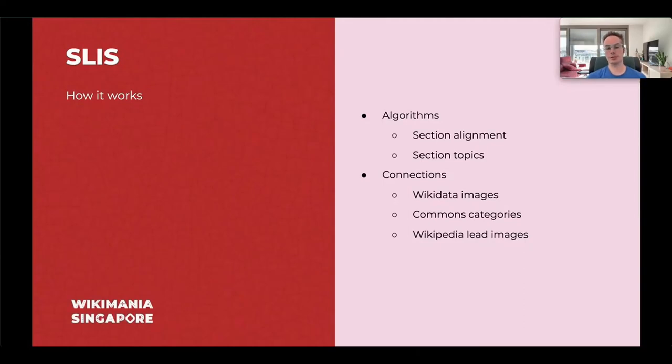Now, let's take a closer look at the machinery behind Slice. We leverage two principal algorithms, section alignment and section topics. So given a language and a Wikipedia article section, the former retrieves images that already exist in the corresponding section of other languages, while the latter takes the section's wiki links and looks up images that are connected to them via several properties, typically Wikidata ones. So the connections are the same as Alice, except the depict statements, which were not useful enough for this purpose.